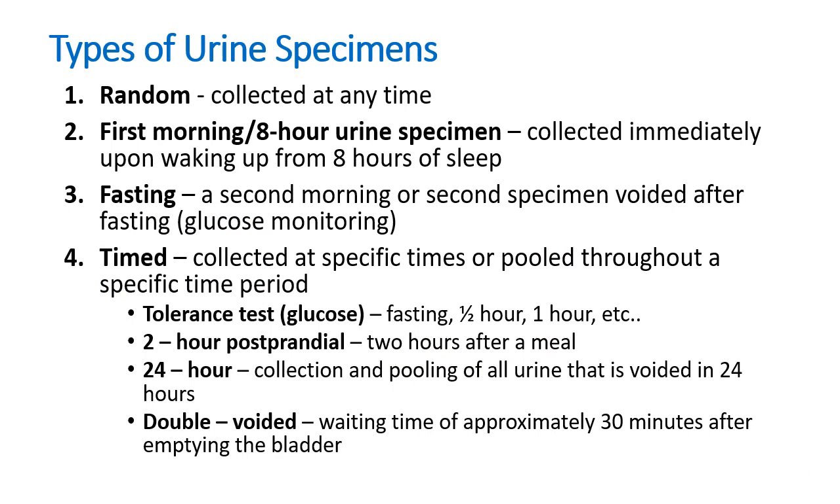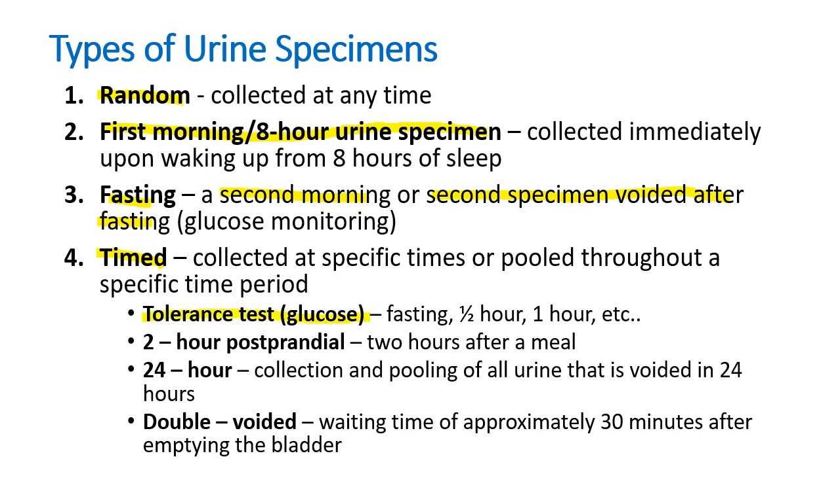So what are the types of urine specimens? We have random. It is collected anytime. Pag first morning, ibig sabihin yung unang ihi mo sa umaga, after mo gumising, 8-hour urine sample. Tapos pag fasting naman, anong ginagamit na urine? Second morning or second specimen voided after fasting. Pag timed naman, yun yung merong mga oras.